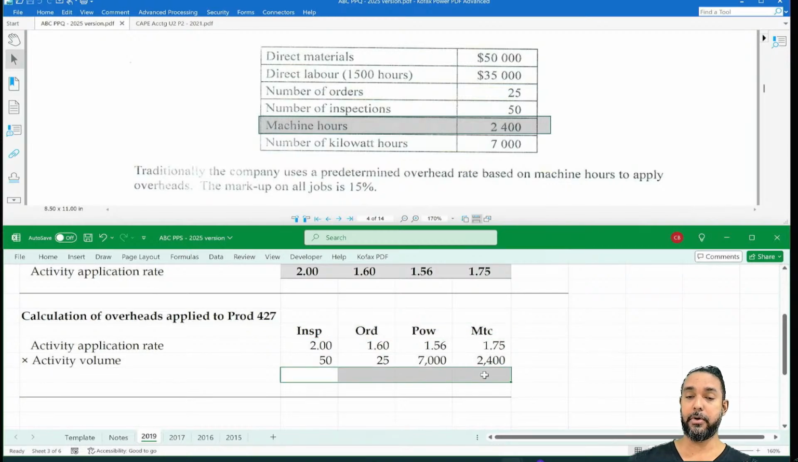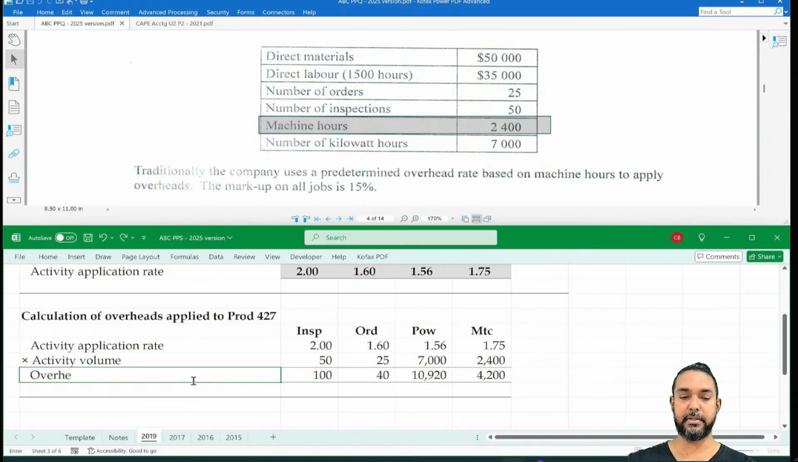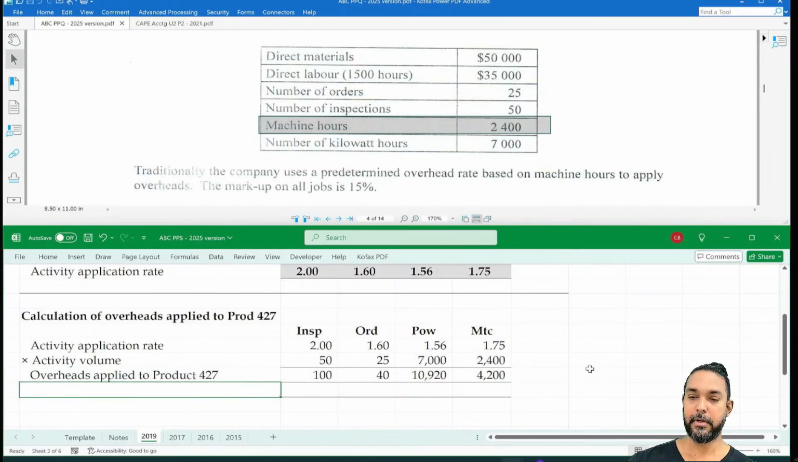Right, okay, and after that, all we do is simply multiply going down. 2 by 50 is 100, 1.6 by 25 is 40, 1.56 by 7,000 is 10,920, and 1.75 by 2,400 is 4,200. So these are the overheads applied to product 427. Cool. And we could do a little total, and we get 15,260.